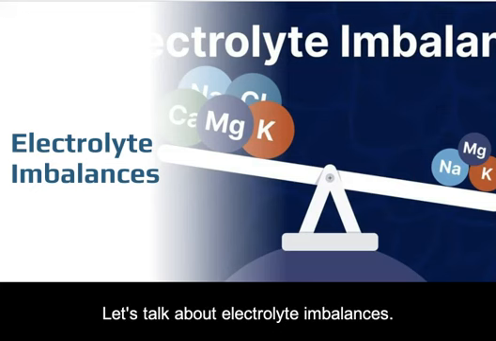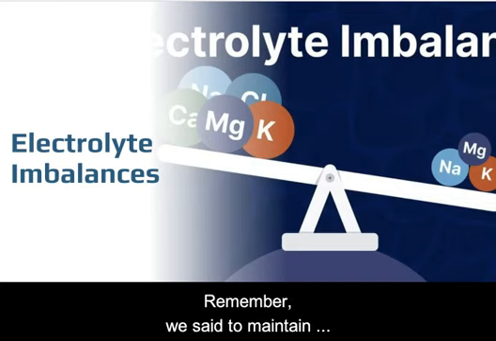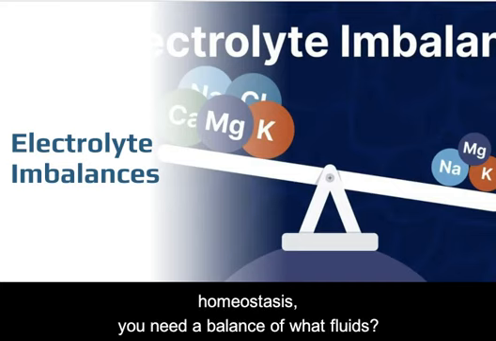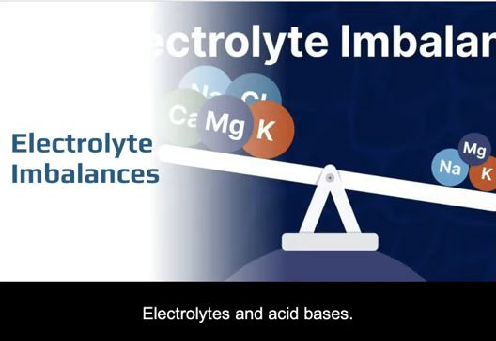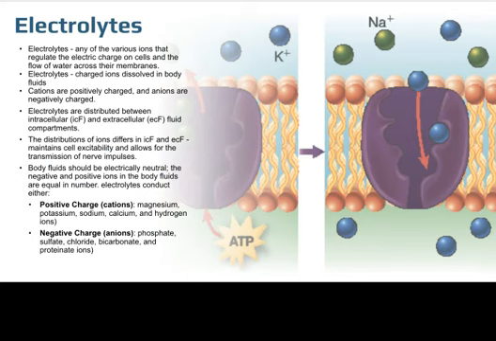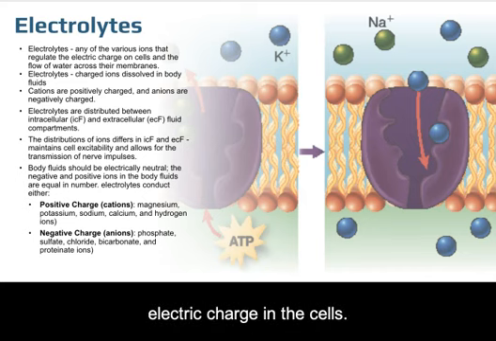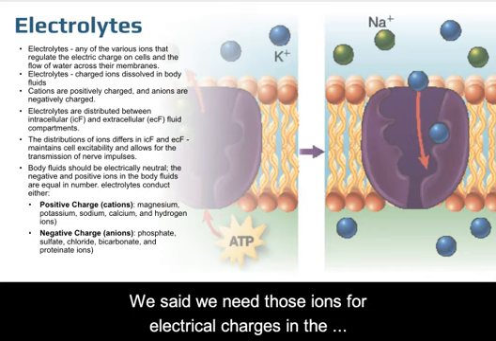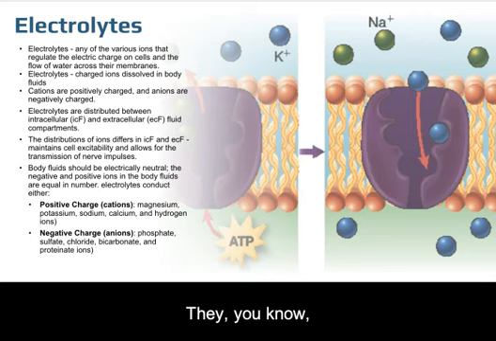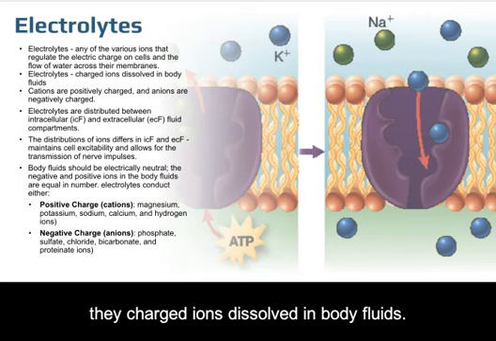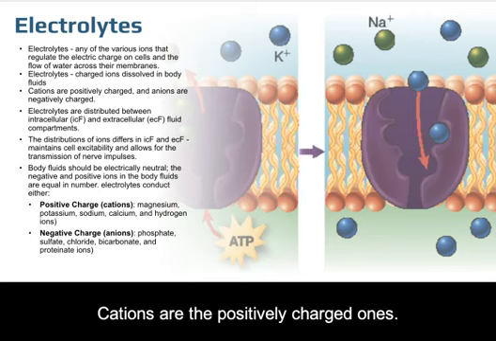Let's talk about electrolyte imbalances. Remember, we said to maintain homeostasis, you need a balance of what? Fluids, electrolytes, and acid-bases. So let's talk about electrolyte imbalances. Electrolytes are any of the various ions that regulate electric charge in the cells. We said we need those ions for electrical charges in the cells, right? They're charged ions dissolved in body fluids. Cations are the positively charged ones, anions are the negatively charged ones.